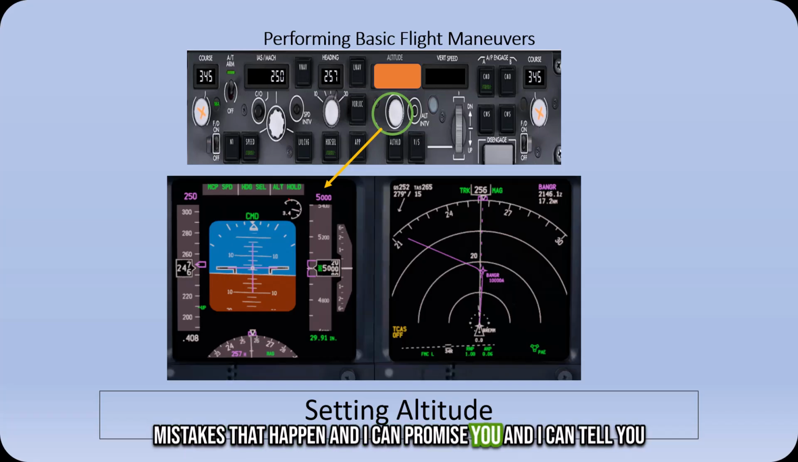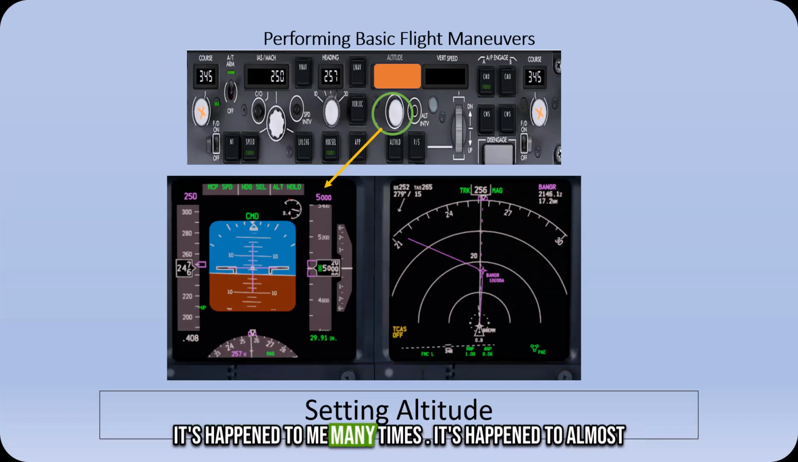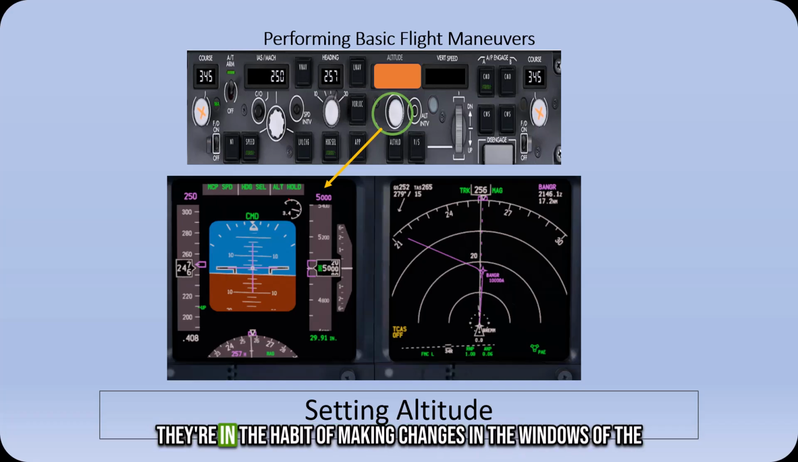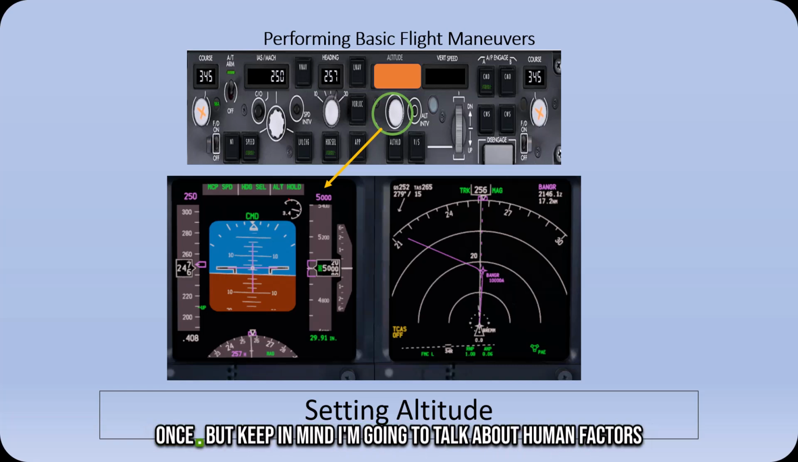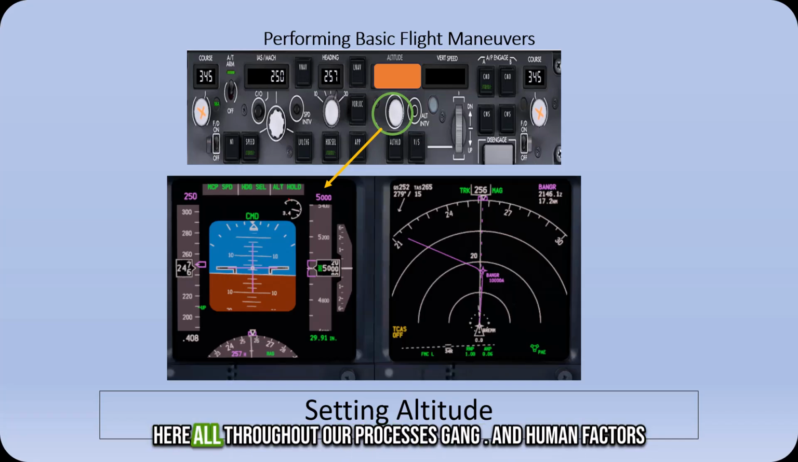And I can promise you, and I can tell you, it's happened to me many times. It's happened to almost everybody. I think anybody who's been flying this airplane and is in the habit of making changes in the windows of the mode control panel rather than on the flight instruments themselves has had this kind of error occur, and not just once. But keep in mind, I'm going to talk about human factors all throughout our processes, gang.